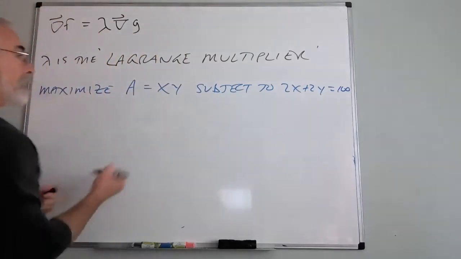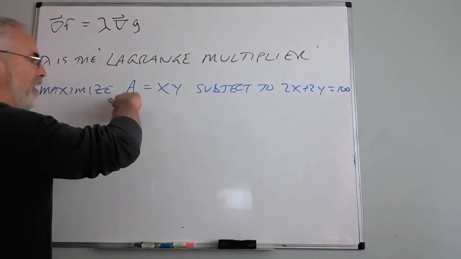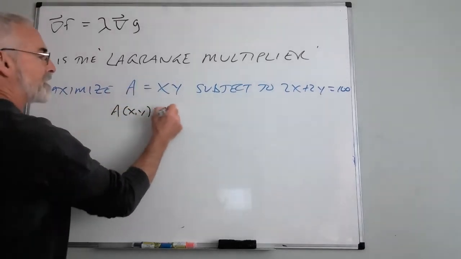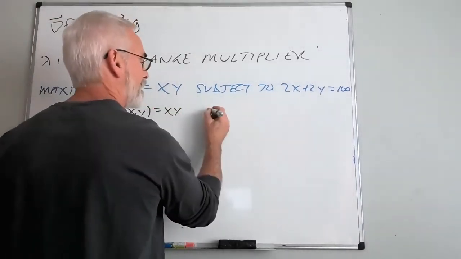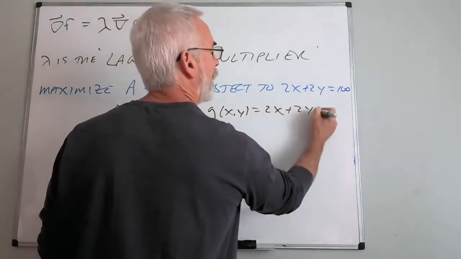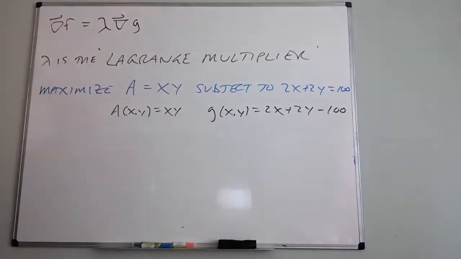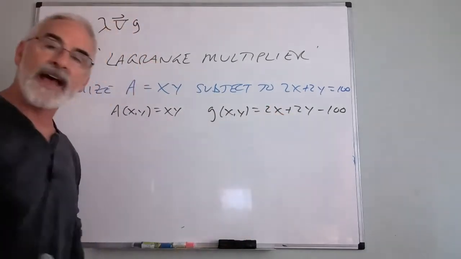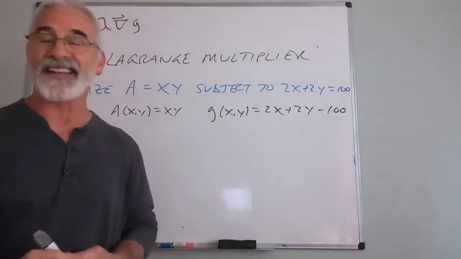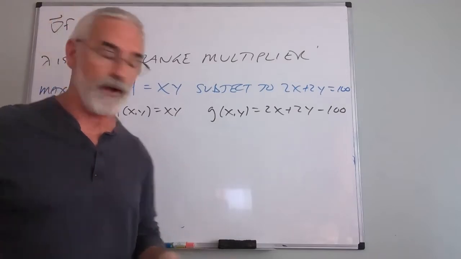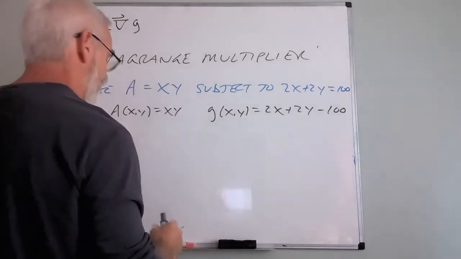If you want to think of it as your F, that's A of xy equals xy. And how about this? G of xy is 2x plus 2y minus 100. I now have two functions, each with two variables, and we will use the Lagrange multipliers. Now, I'm not saying this is superior to what you did in Calc 1. It's just an alternate way of looking at the same problem, and then that will allow us to do things in 3D.